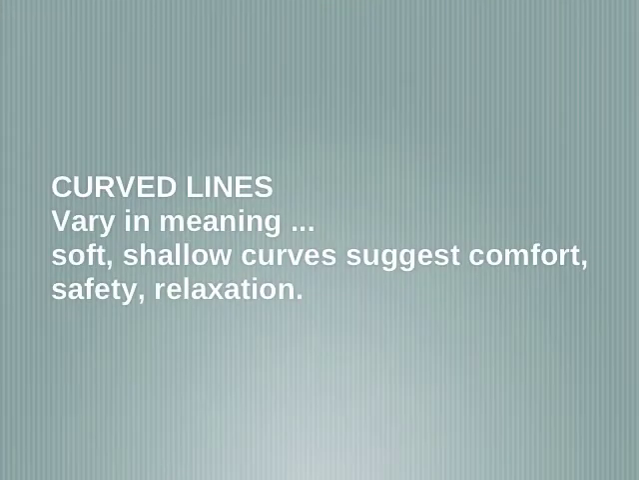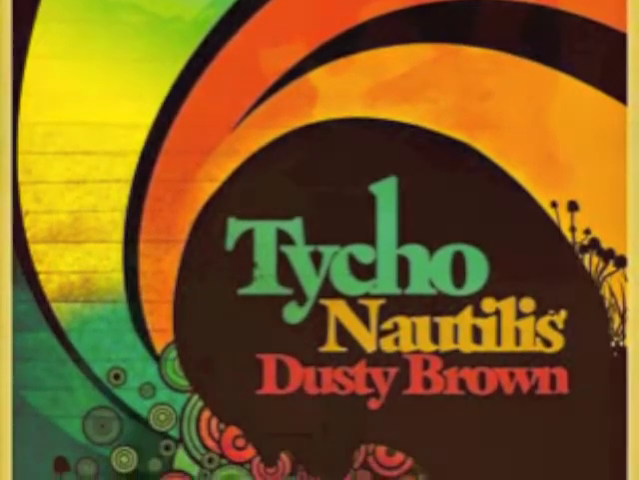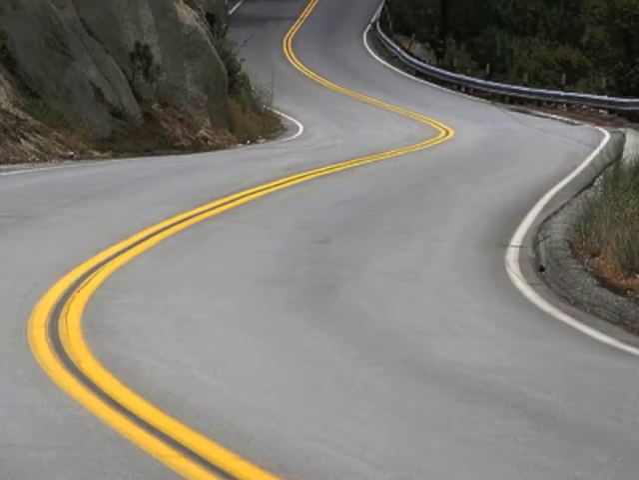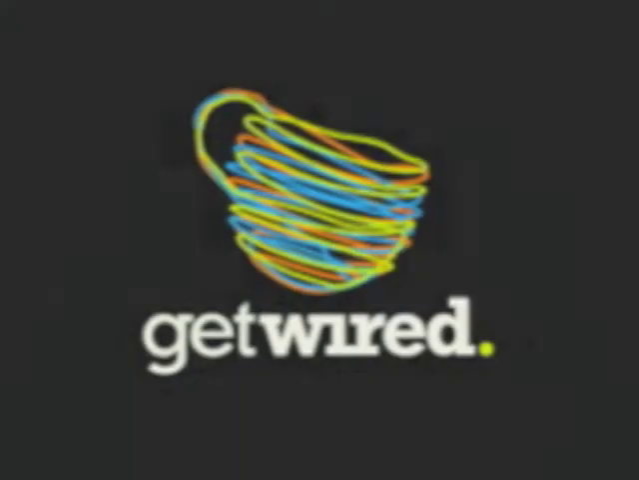Curved lines vary in meaning. For example, soft, shallow curves suggest comfort, safety, relaxation. These kinds of lines are used often in advertisements for vehicles. Deep, acute curves suggest confusion, turbulence, as in a violence of waves in a storm.